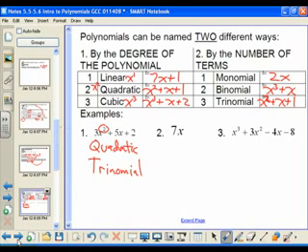Well, first of all, 7x. Linear, quadratic, or cubic? Linear, right? X to the first. It's linear. And it's a monomial. This one, what degree of polynomial is it? Cubic, right? 3 is our largest one, so it's a cubic one. And for lack of a better term, you could call this a quadnomial.